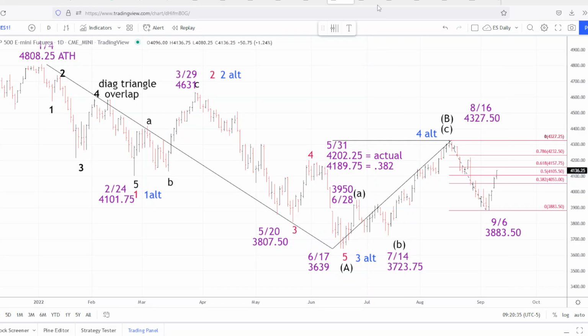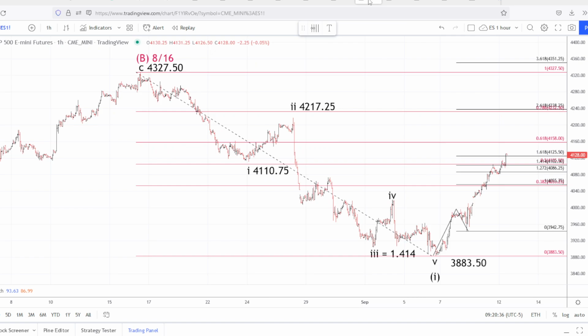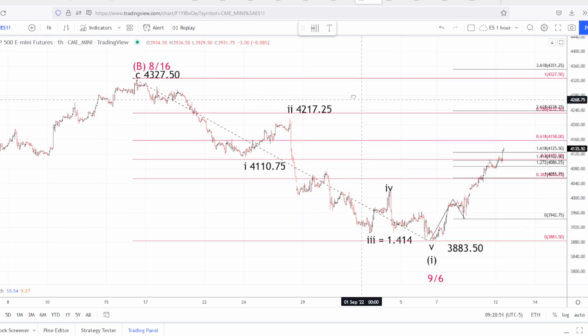Okay, let's get a little closer on this. Let's look at the hourly. Here is that 5-wave decline. Okay, 1 down, 2 up, 3 down. 3 was a 1.414 multiple. There's wave 4. There's wave 5. I believe that was on 9.6. Yeah, there it is, 9.6. Let's get that into the picture here. Make that a little bit bigger, Dale.